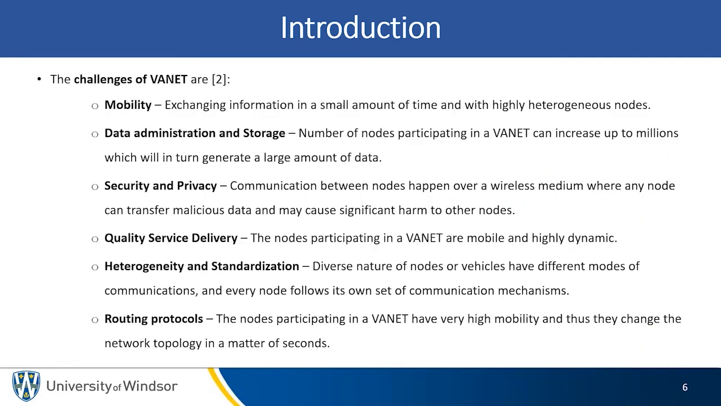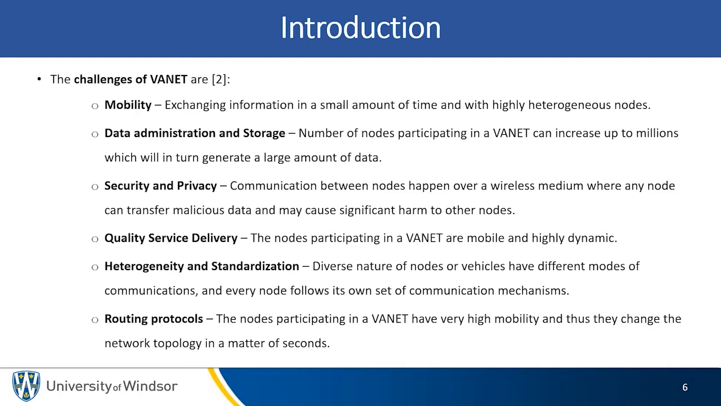The challenges of VANET are, firstly, the mobility. Ad hoc networks comprise mobile devices and other devices as nodes which have limited mobility, whereas in VANET, the mobility factor of nodes is very high. Vehicles come and lose contact in a matter of seconds as speed is measured in miles per hour. Exchanging information in such a small amount of time and with such highly heterogeneous nodes is an open research issue.